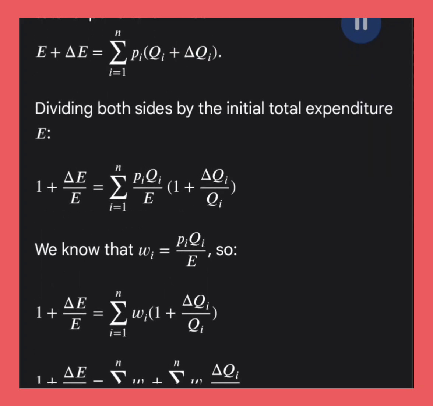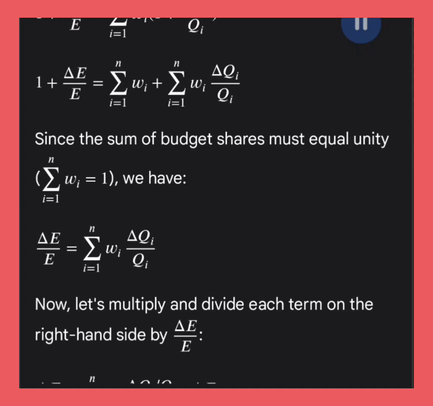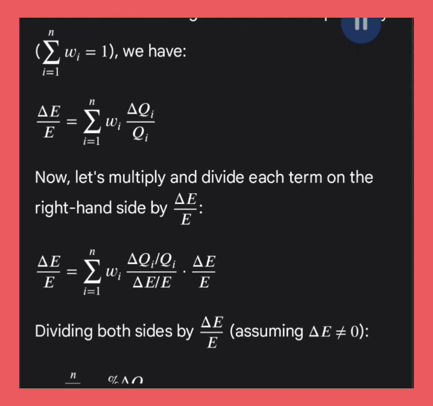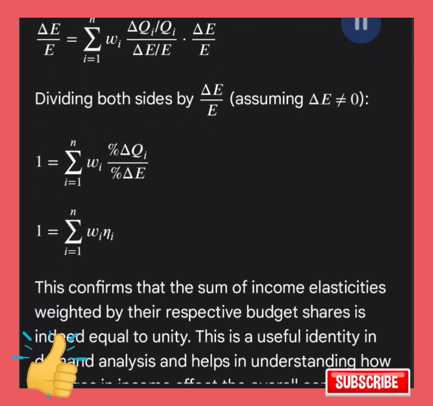This confirms that the sum of income elasticities weighted by their respective budget shares is indeed equal to unity. This is a useful identity in demand analysis and helps in understanding how changes in income affect the overall consumption basket of a household.